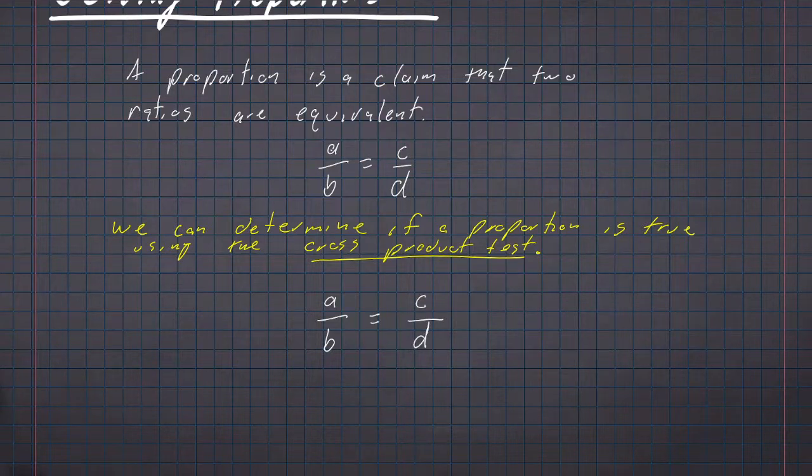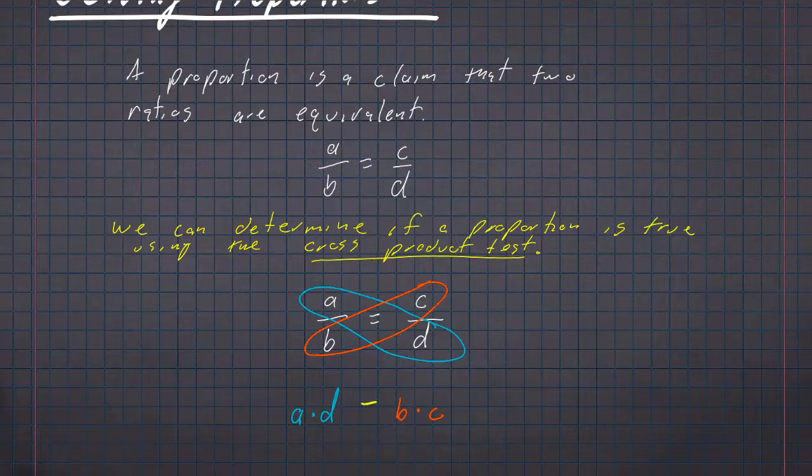All right, so just getting back the same proportion we had before. The cross product test asks us to look at the terms that are diagonally across from each other, and a product is the result of multiplying. So we take these terms that are diagonally across from each other and we multiply: A times D, B times C. If these terms are equal to each other, then the proportion is true. If these terms are not equal to each other, then the proportion is false.